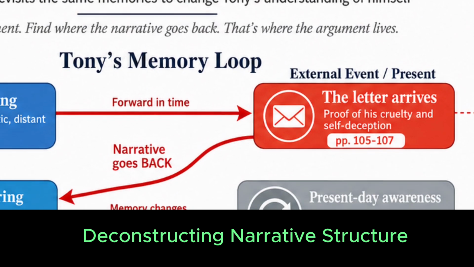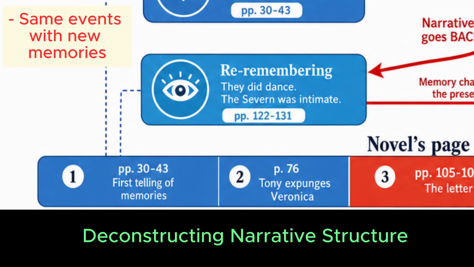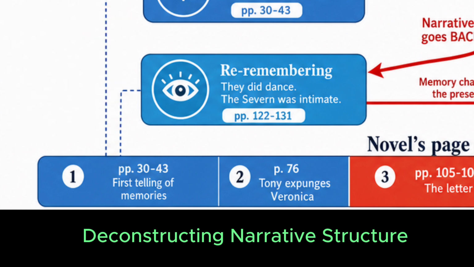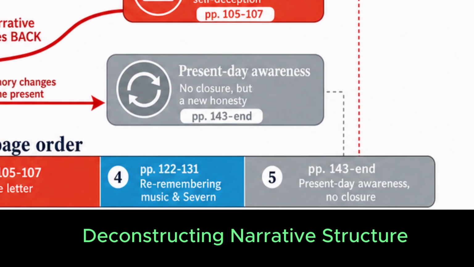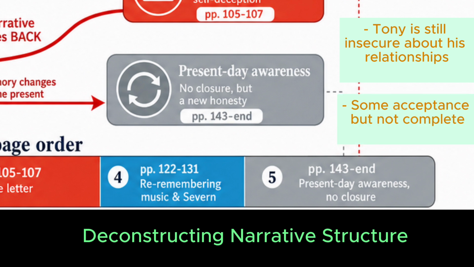Then we have the next part, which is the re-remembering. After the letter, the narrative forces Tony back into the same scenes he had in the first part of the narrative. Now he remembers the music. He remembers that the Severn River in Wales was an intimate moment with him and Veronica. Then Barnes has the 4th part, which is the present day awareness. Tony is still quite uncertain. He has accepted certain parts of who he was when he was 18, but he hasn't fully embraced them.